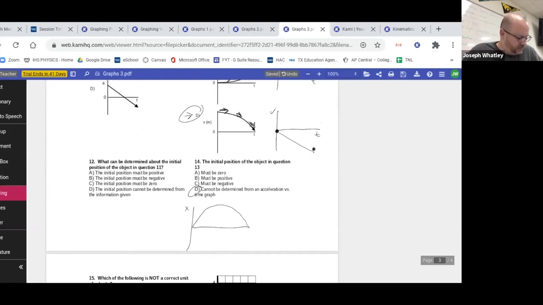Position graphs that have either side of the sad face, the left or the right or both, that is negative acceleration. If you have a position graph that starts out this way or this way, either side of a happy face, acceleration is positive. So if you ever look at a position graph and it's either side or both sides of a smile, positive acceleration. If it's either side or both sides of a frown, negative acceleration.